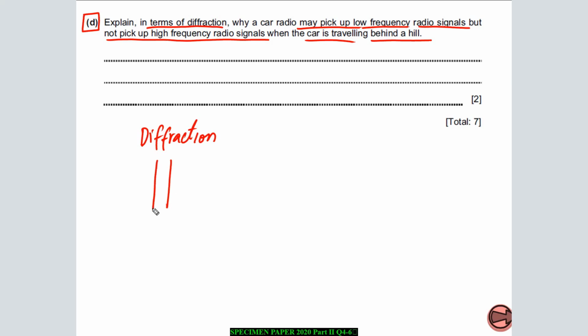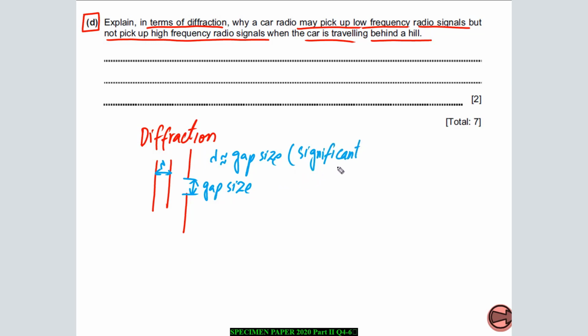Let's say these waves are coming and we have a barrier here. If the gap size, this gap size, is almost equal to lambda, the wavelength, then we have significant diffraction. This is one thing we need to understand. Significant diffraction occurs when these two are almost equal.